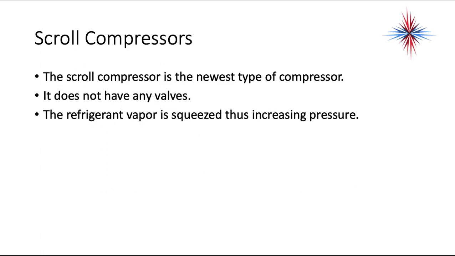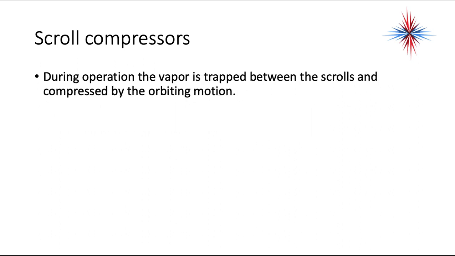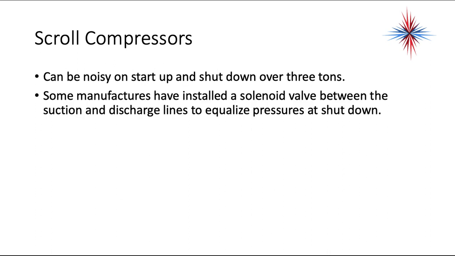The next type of compressor we're going to talk about is the scroll compressor. The scroll compressor is the newest type of compressor. It doesn't have any valves. Refrigerant vapor is squeezed, thus increasing pressure. The scroll compressors have very little wear and tear. They only have 3 moving parts. It's 2 offset spiral discs to compress the vapor. And the upper disc is stationary and the lower disc is driven. The driven scroll moves in an orbiting motion. During operation, the vapor is trapped between the scrolls and compressed by the orbiting motion.